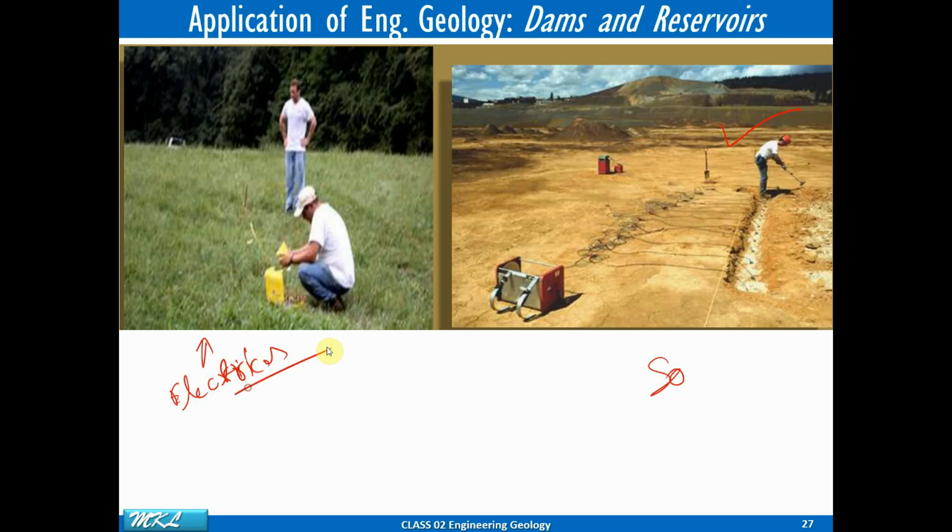In this case, you will be using the acoustic wave or sound wave. So you will be hammering here and you will be putting several geophones. What are geophones? Geophones are the receivers which basically receive the reflected acoustic wave. If you are hammering here, then there are several receivers you place on the ground, and generally the reflection study is done for shallow subsurface imaging.